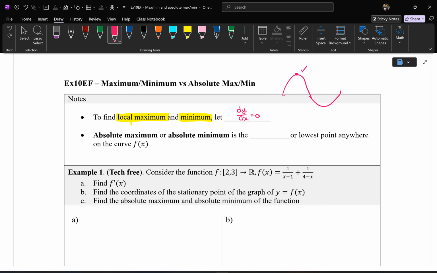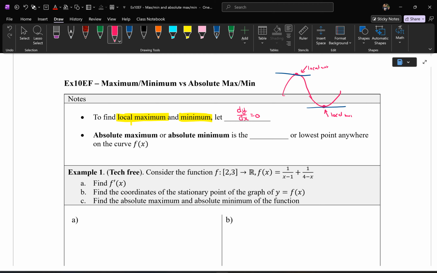Okay, so this is called a local max. This is called a local minimum. We know that at a turning point, the gradient of a tangent line is 0. So there are 3 types of stationary points. Those are the first 2.